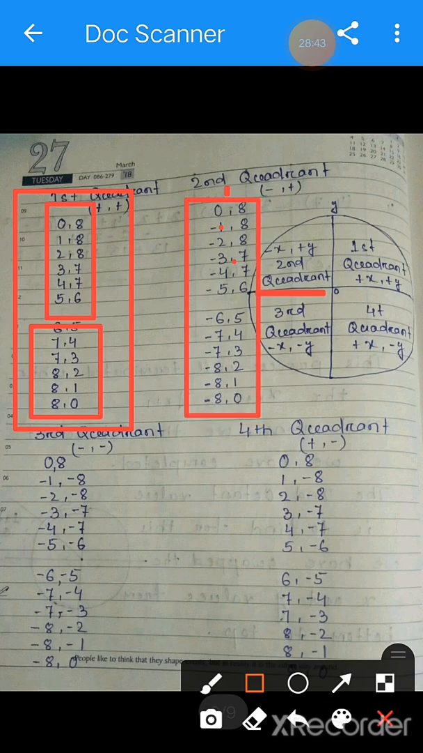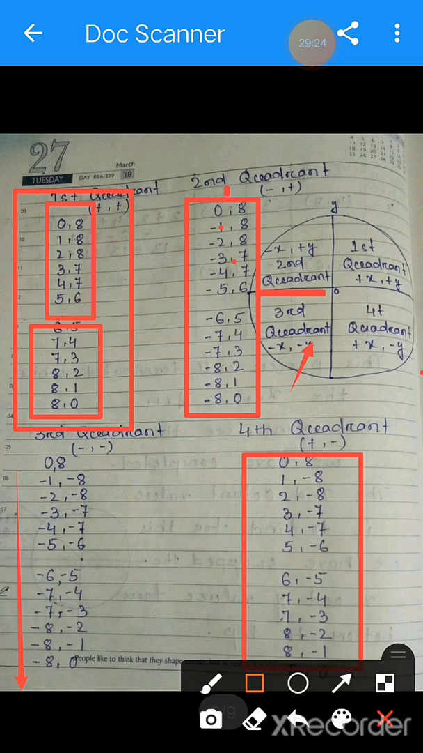This one is your third quadrant. In the third quadrant both are minus: x axis minus, y axis minus. So in this way, all the symbols are minus. This is your third quadrant. Next, we find the fourth quadrant. In the fourth quadrant, the x axis will be plus and the y axis will be minus. So this is your fourth quadrant.